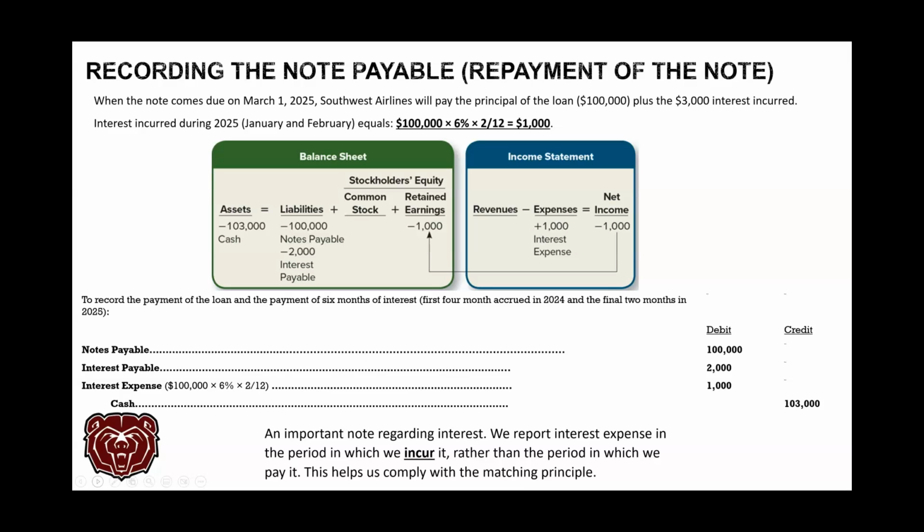These should be fairly familiar. We've done these kinds of journal entries and this kind of recording since like chapter 3 and chapter 4. If you're still having trouble with these kinds of adjustments, go back and review those chapters. It will help you.